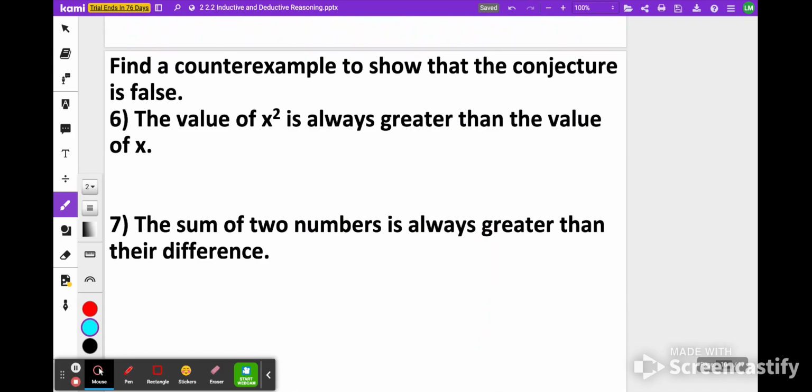For number 6, find a counterexample to show the conjecture is false. It says the value of x squared is always greater than the value of x. Okay. This is going to be true for a lot of cases, like 2 squared is equal to 4, and 4 is greater than 2. But it's only false for one, or one that I'm thinking of. If x is equal to 1, then x squared would look like 1 squared, which is equal to 1. And 1 is not greater than 1, so that is false. So there is my counterexample for that one.